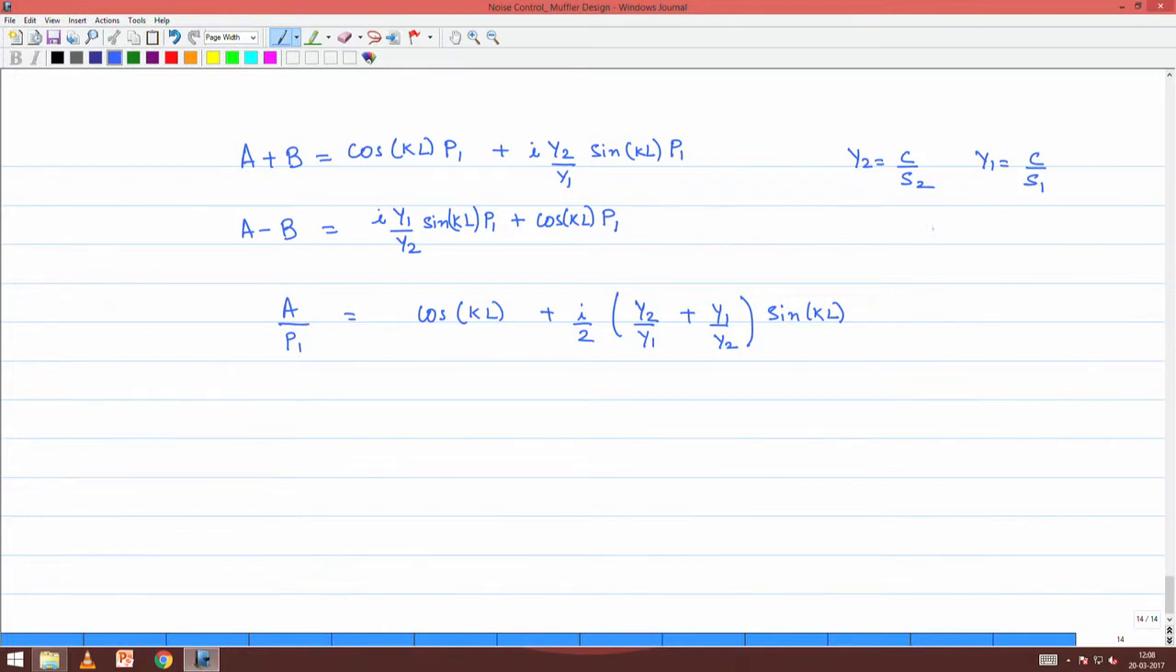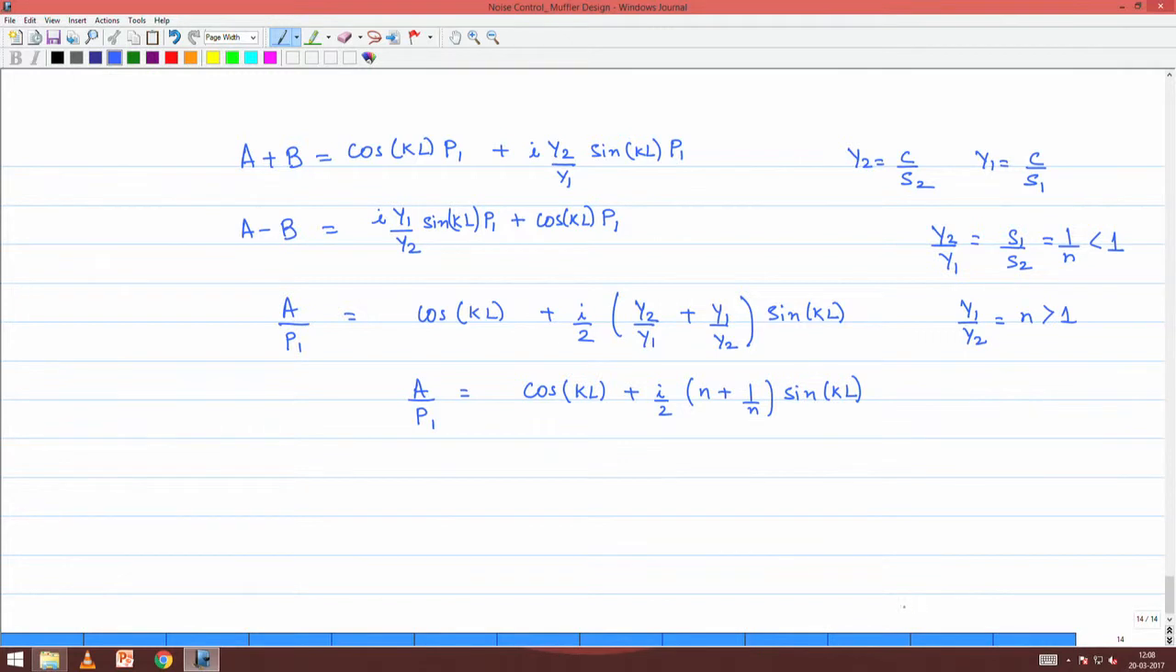So, therefore, this fraction y2 by y1 would read as S1 by S2, which is 1 by n, lesser than 1, and similarly y1 by y2 is n, which is more than 1. So, as a result, A by P1 is going to read as cos kL plus i by 2 (n plus 1 by n) sin kL, right.